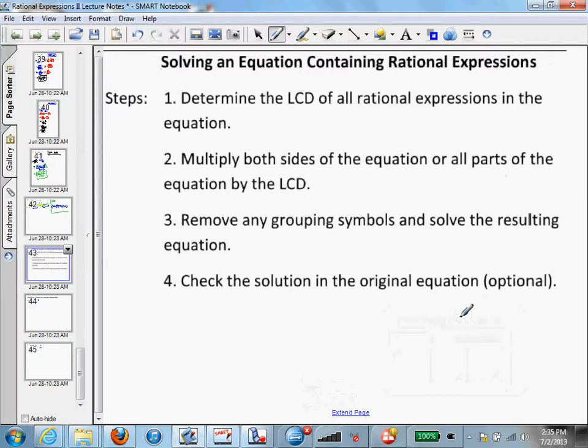So the steps are to first determine the LCD of all rational expressions in the equation. Second, multiply both sides of the equation, or all parts of the equation, by the LCD. Third, remove any grouping symbols and solve the resulting equation. Then the optional step would be to check the solution in the original equation.